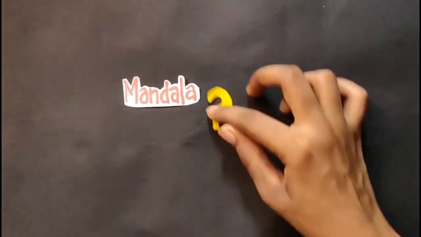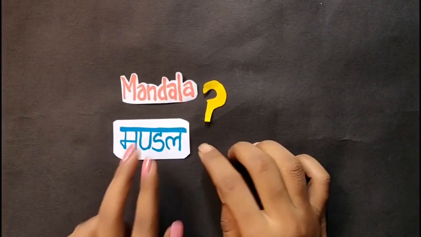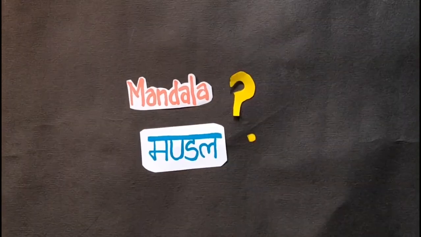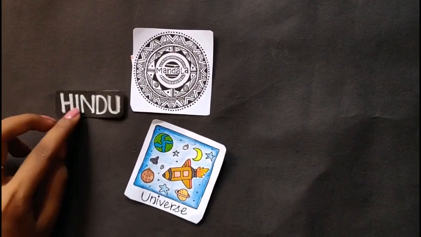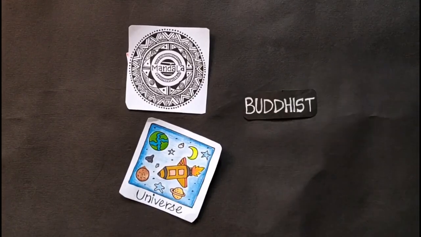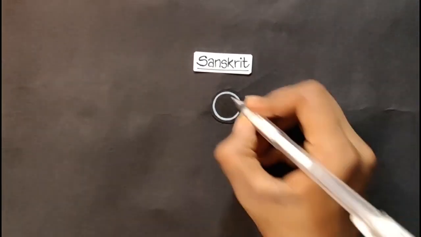Mandala. So what is mandala, also known as mandal in Sanskrit? Mandala is a circular figure representing the universe, in Hindu and Buddhist symbolism. The Sanskrit meaning of mandala is a circle or a center point.